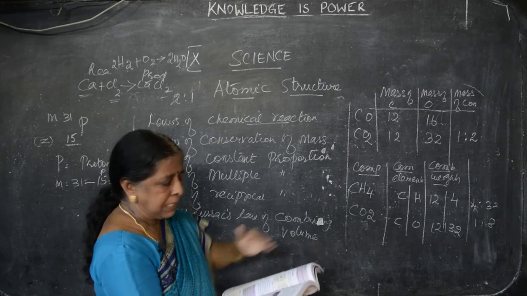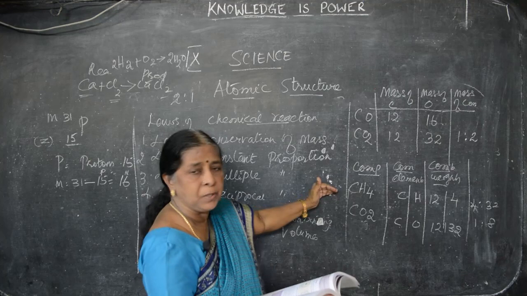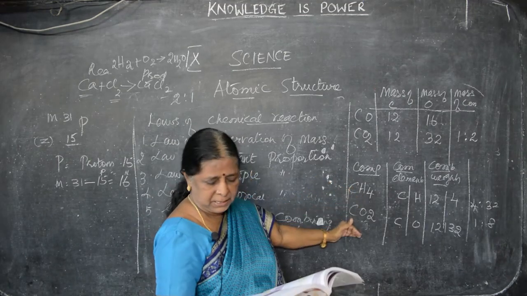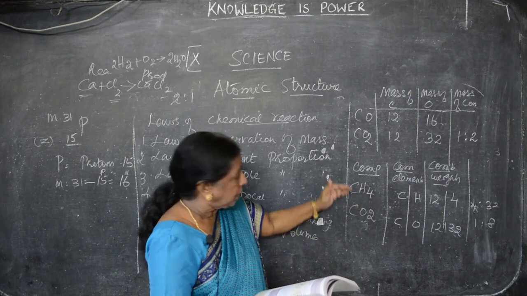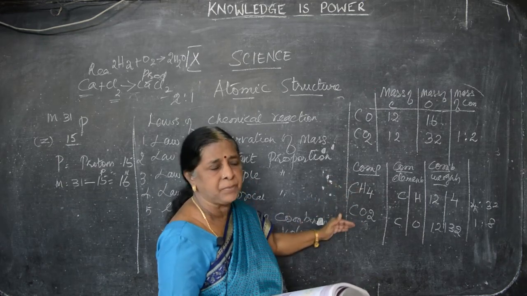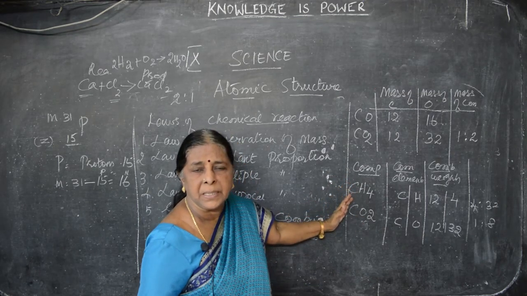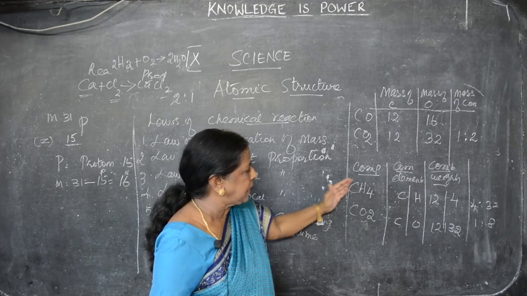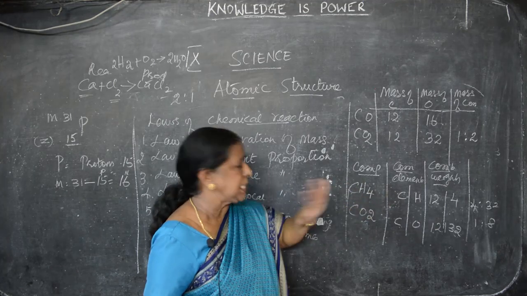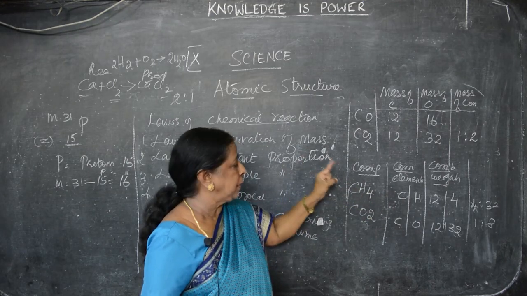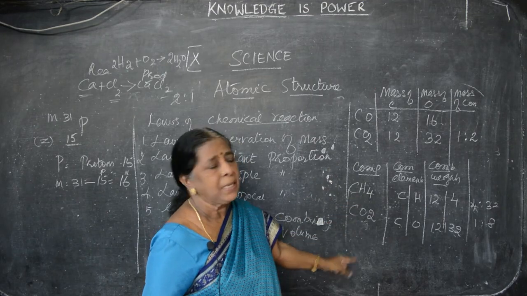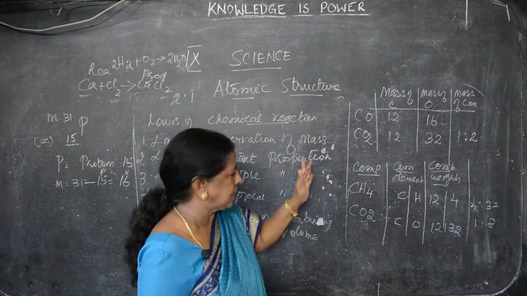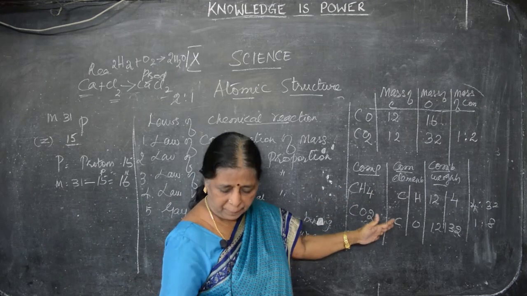Again, just go through. If two different elements, what are the two different elements? Hydrogen and oxygen. Two different elements combined separately with the same weight of the third element. What is the third element here? Carbon. What is the same weight? 12. There is no change in the carbon weight. Hydrogen and oxygen combine with the third element, that is carbon, at the same weight.